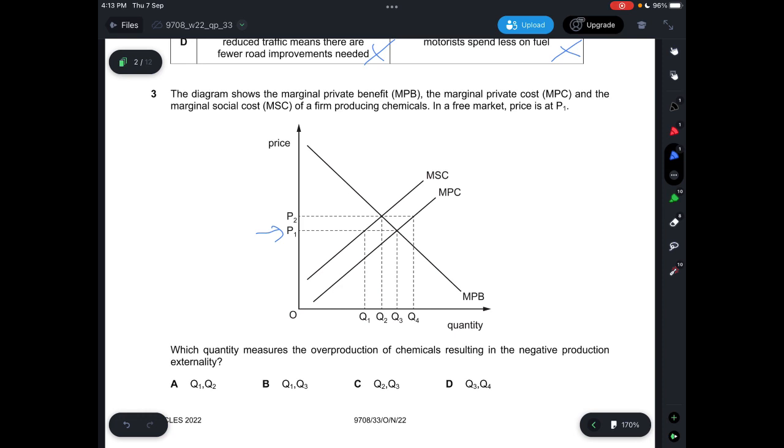So if you produce at P1, your equilibrium is, technically, if you look at this graph, at Q3. And if the quantity is being overproduced, this means that your marginal social cost is higher than your marginal private cost.